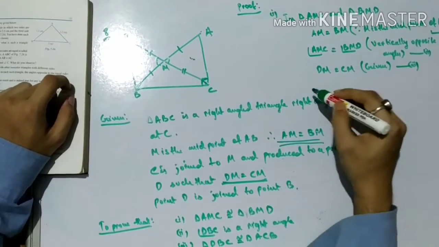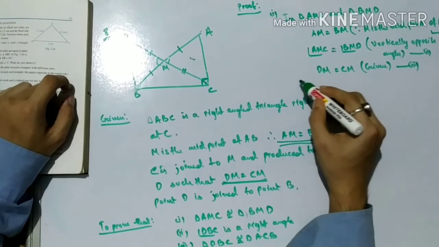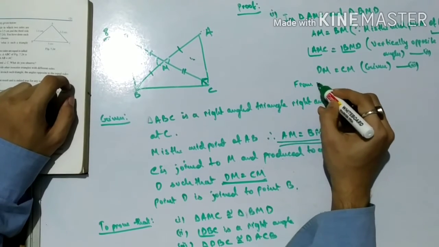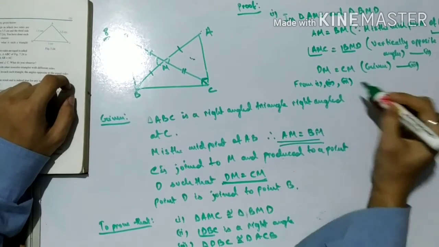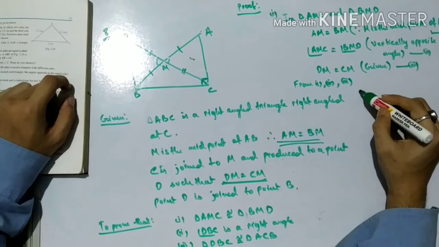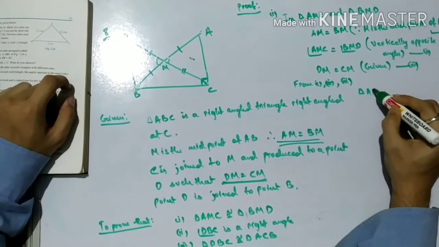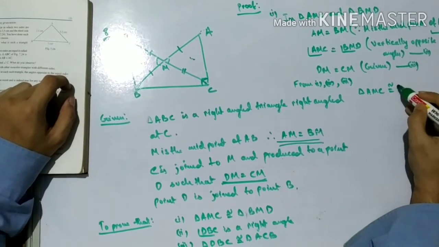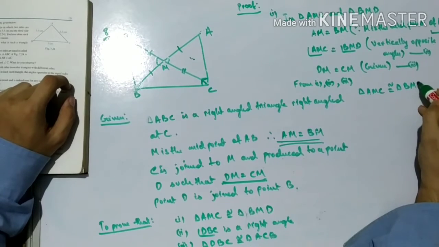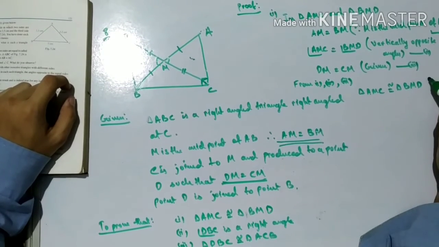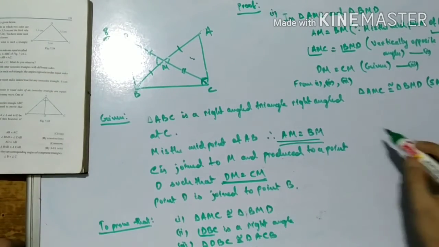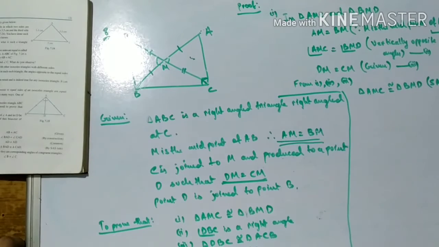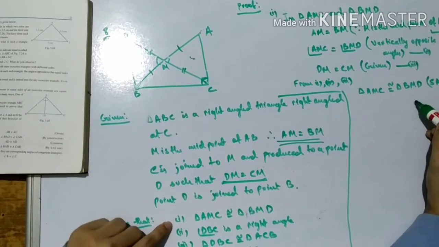So what can I say? From 1, 2 and 3, I can say that triangle AMC is congruent to triangle BMD, and this is what postulate? SAS, yes, side angle side postulate. Understand? First one proof done.